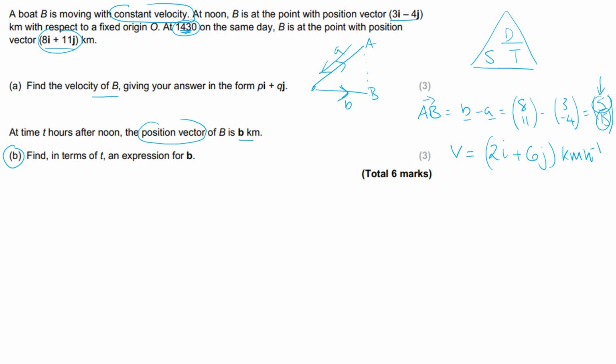Now in part B, at time t hours after noon, what is the position of B? The distance is just going to be the speed times the time, and we can use velocity because we've got it in the components. Every hour we're going to be moving in units of 2i plus 6j, but we just need to account for where we started. So where the boat is going to be t hours later is 3i minus 4j, its starting position, plus the 2i plus 6j times t, because it moves in that direction every hour.